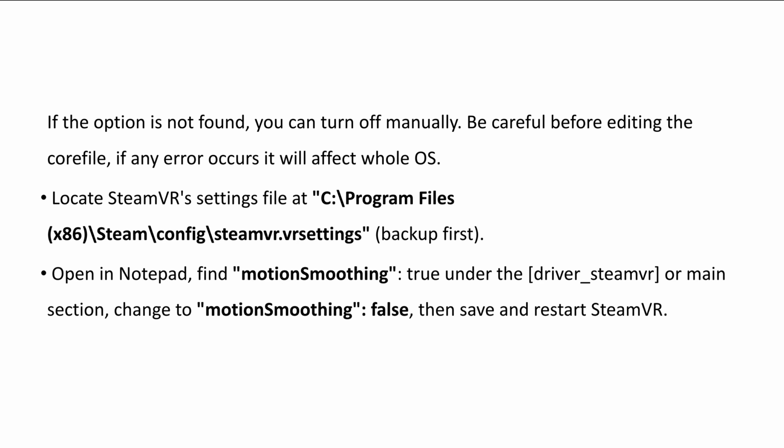So if the option is not found, you can turn it off manually. Be careful before editing the core file. If any error occurs, it could affect the whole OS. Locate the SteamVR settings file at Program Files x86, then Steam, then config, then steamvr.vrsettings. Then open it in Notepad, find motionSmoothing true under the driver_SteamVR or main section. Change it to motionSmoothing false. Then save and restart SteamVR.